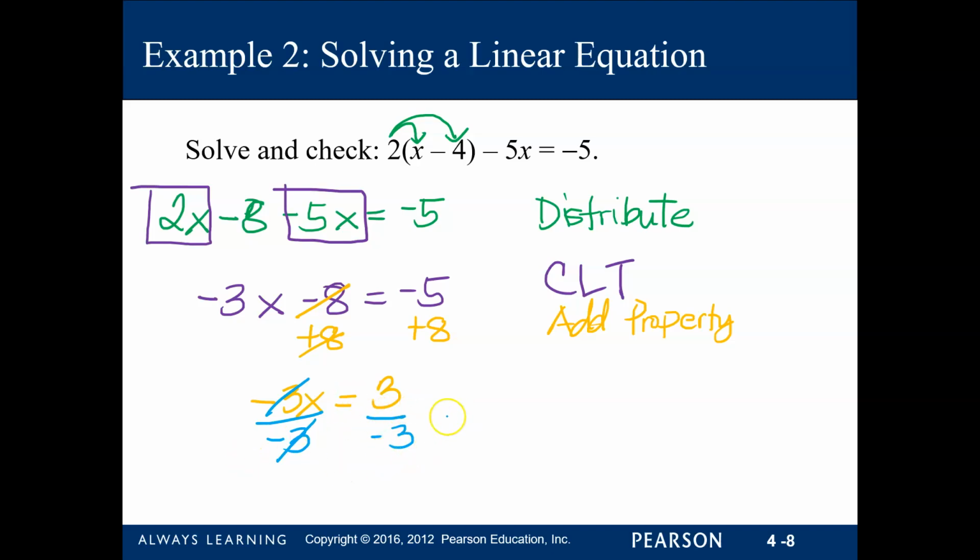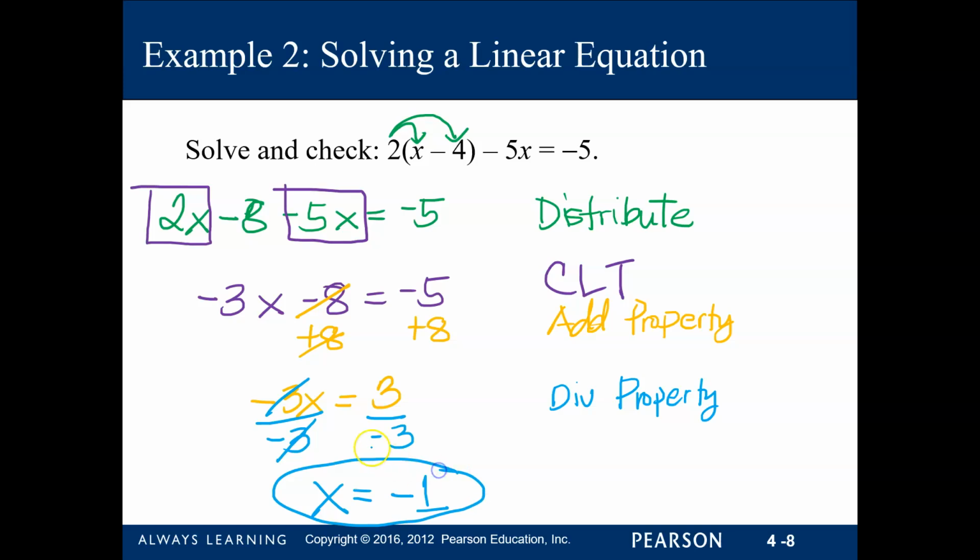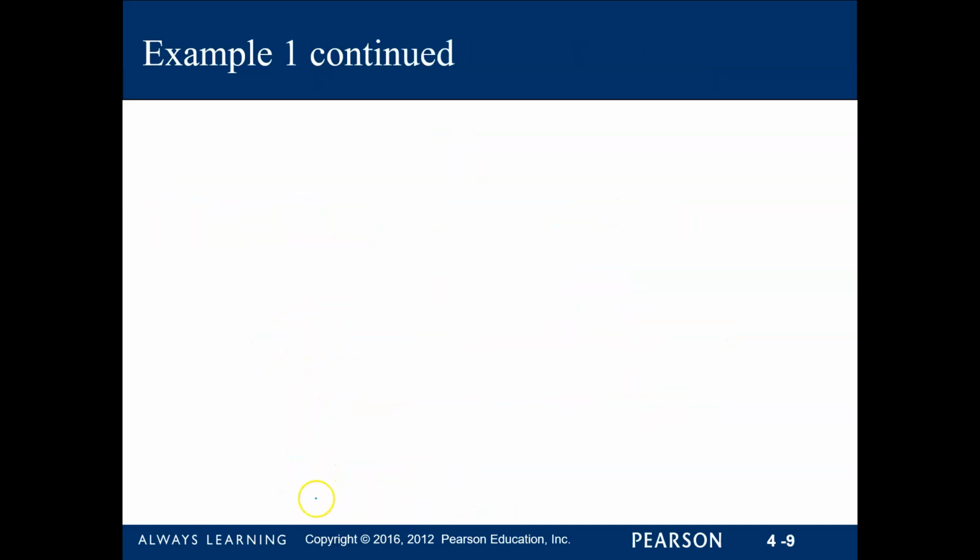So what did we do here? Well, we had the division property of equality. So whatever operation you did, it's a property of equality. And so from here now, you have x is equal to negative 1. So this is your solution. All right? So that is pretty much how you will be able to solve or isolate your variable.